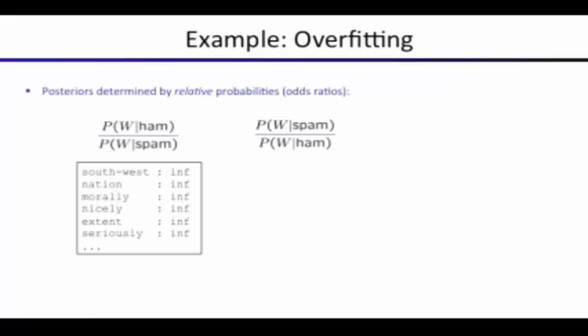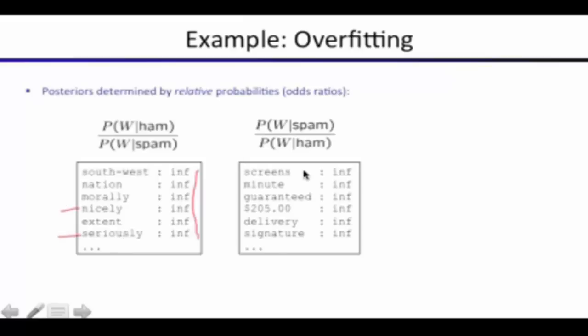And so, okay, what's the top list for hams? We get odds ratios of infinity. So if your email has the word Southwest, it is infinitely more likely to be a good email than spam. No spam ever has the word Southwest. And no spam ever has the word nicely or seriously, like a seriously good deal. That's pretty dumb. And then a similar thing here. If you have the word screens, you're definitely spam. Or if you had the word minutes, like let's meet in 20 minutes.